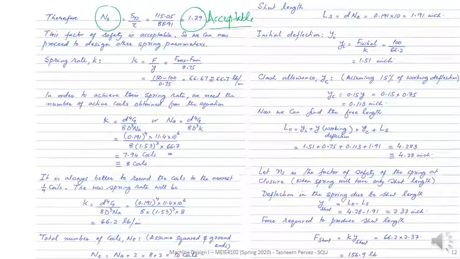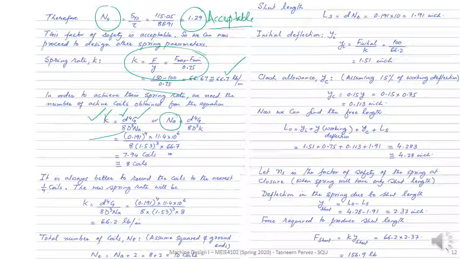Once this is acceptable, now I will go and find out all the parameters. First, I showed you on the first slide, the K is this. So we calculated K. Once we know the K, I can use this equation. K is known, wire diameter is known, G is known, mean coil diameter is known. I can find out NA.